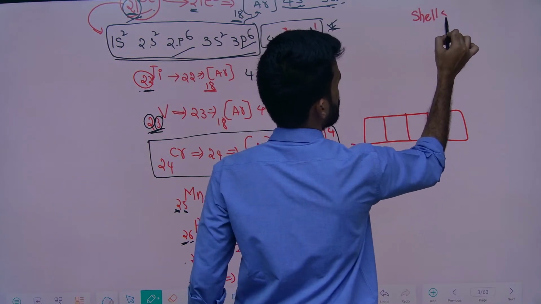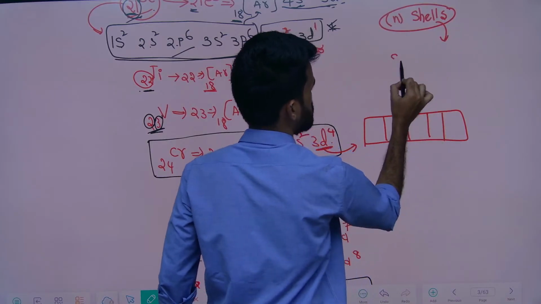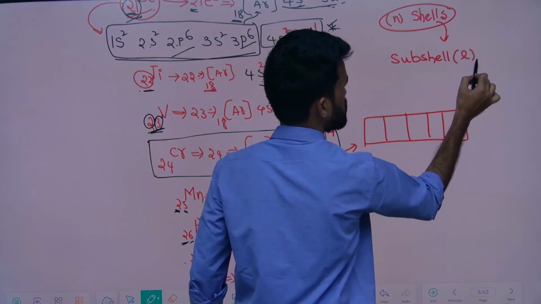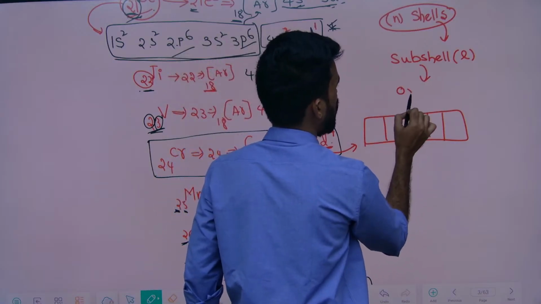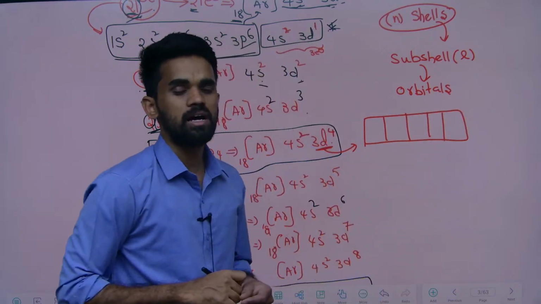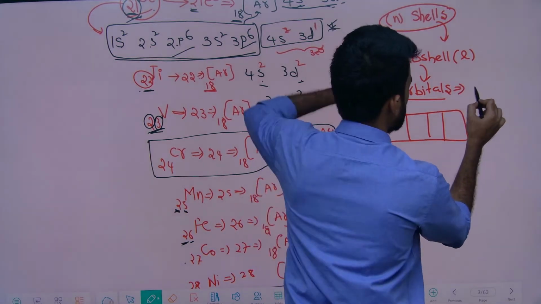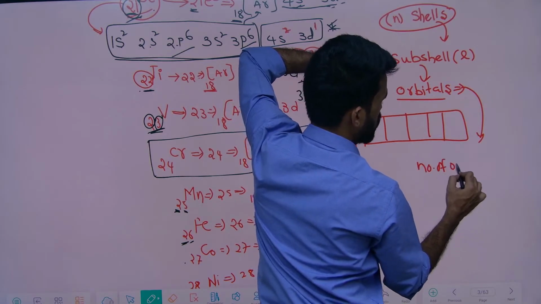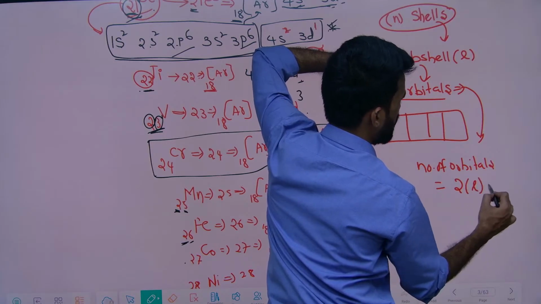Shells are indicated with symbol N. In these shells we have subshells. Subshells are indicated with symbol L. In each subshell there will be something called orbitals. Sir, how many orbitals are present in a subshell? You can take it like this: in a subshell, the number of orbitals is equal to 2L plus 1.